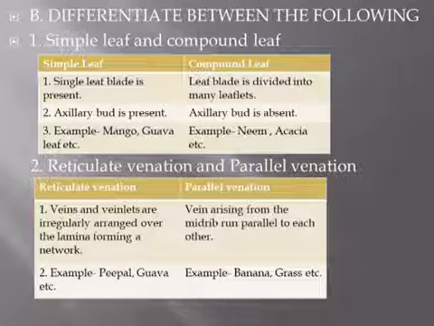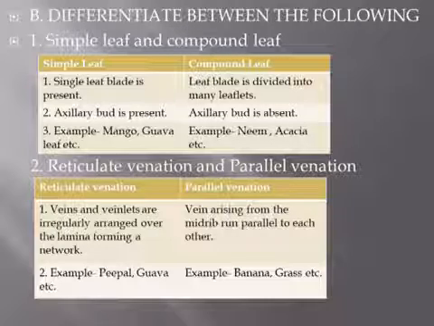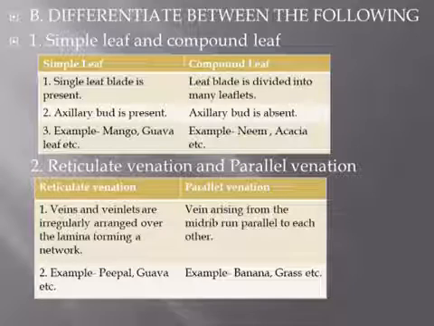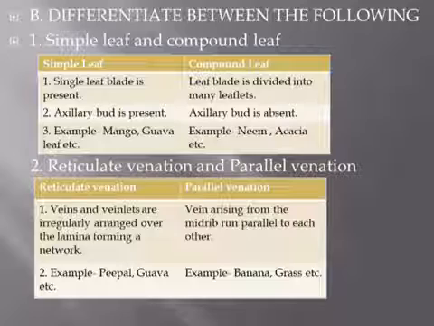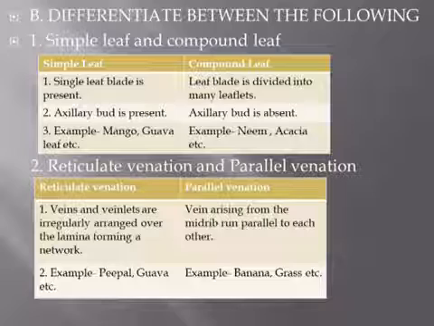Number 2, the difference between reticulate venation and parallel venation. In reticulate venation, the veins and veinlets are irregularly arranged over the lamina, forming a network-like structure. Whereas in parallel venation, veins arising from the midrib run parallel to each other. Examples of reticulate venation are peepal and guava, whereas examples of parallel venation are banana and grass, etc.